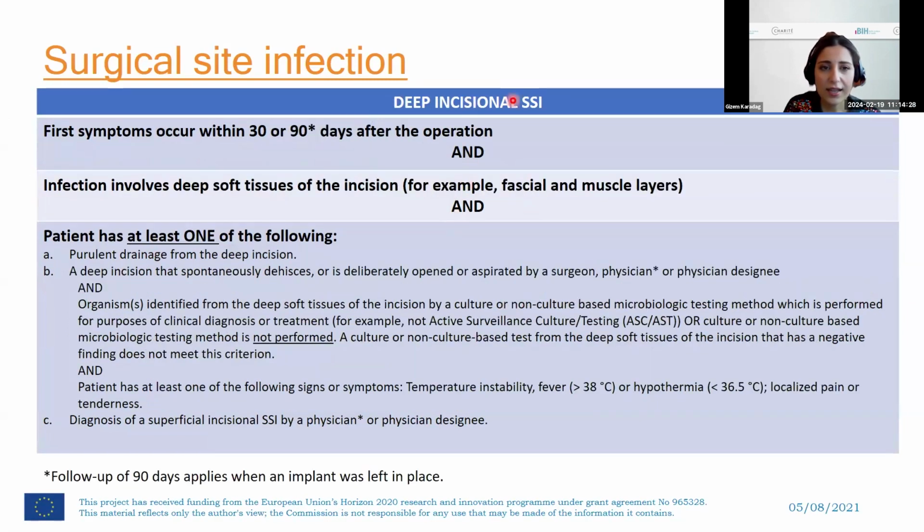Deep incisional SSIs are basically very similar, but we should always keep in mind, in deep incisional SSIs and organ space SSIs, if an implant was left in place, the follow-up period will extend to 90 days after operation. So we should follow up the patient up to 90 days if an implant was left in place. An infection in this case involves deep soft tissues of the incision, such as muscle layers, fascial layers, and one of the following clinical criteria.